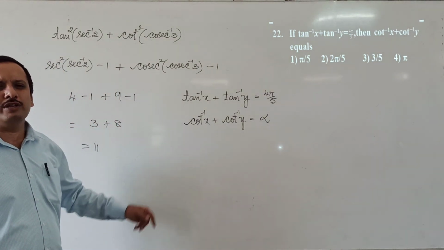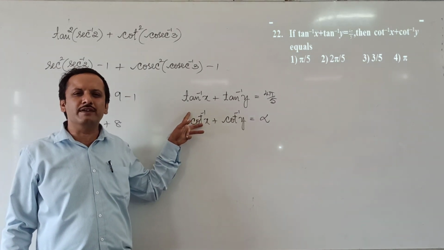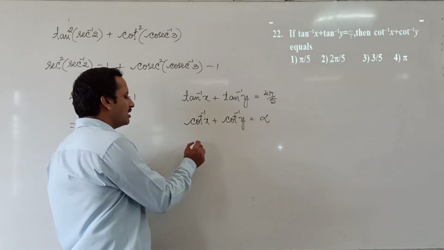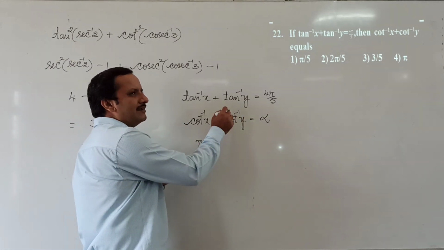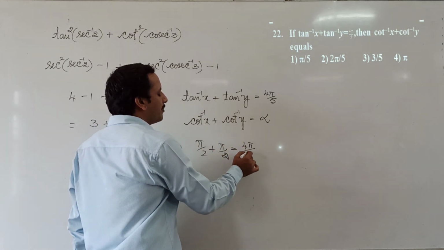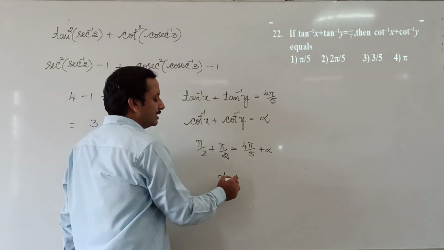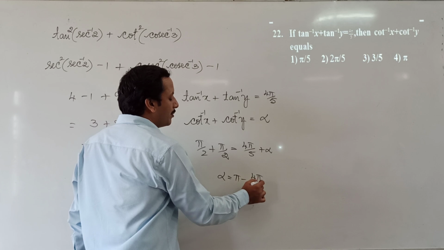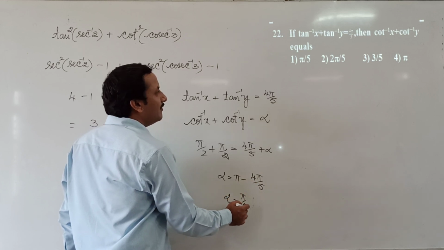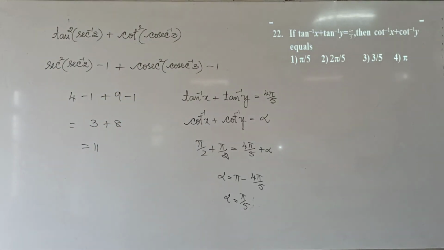Now I'll add these two equations. Adding these two, on LHS you will get tan inverse x plus cot inverse x plus tan inverse y plus cot inverse y. Tan inverse x plus cot inverse x is pi by 2, and tan inverse y plus cot inverse y is also pi by 2, is equal to 4 pi by 5 plus alpha. So alpha is equal to pi by 2 plus pi by 2, that is pi minus 4 pi by 5, which means alpha is equal to pi by 5. First option.